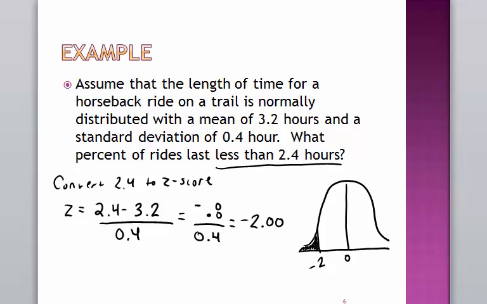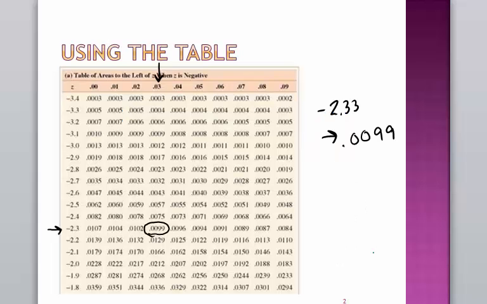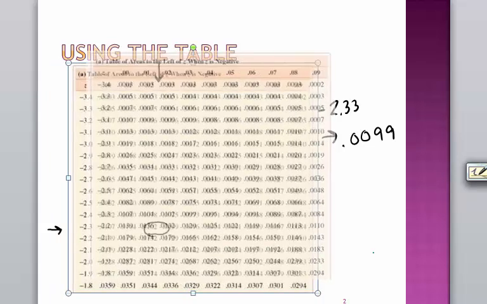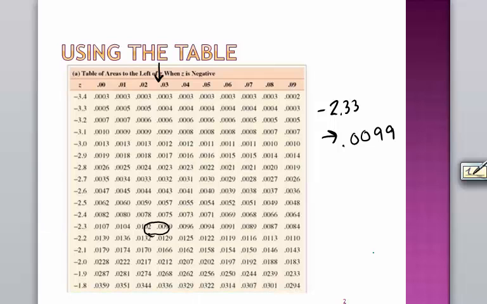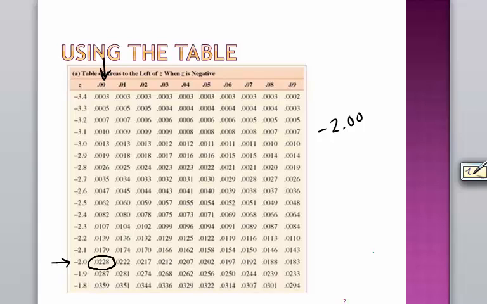Okay, so let's go to our negative table. And what we want to do is look up a z-score of negative 2. So that's going to be negative 2.0 down the side and a 0 in the 100th place. So that's looking like 0.0228.